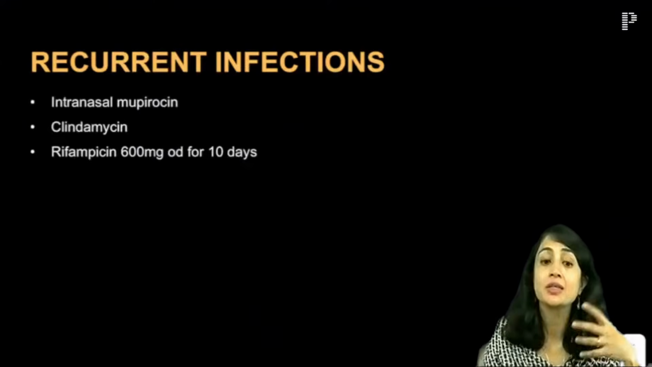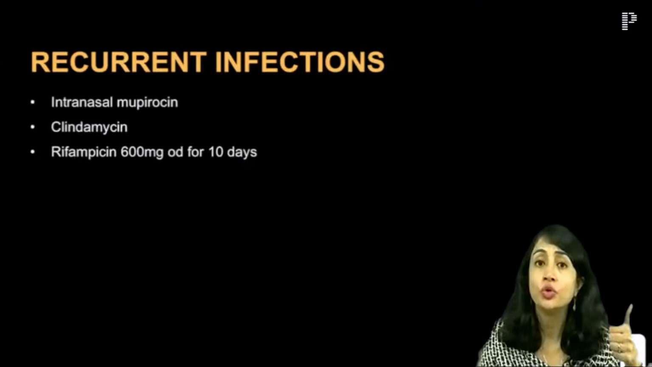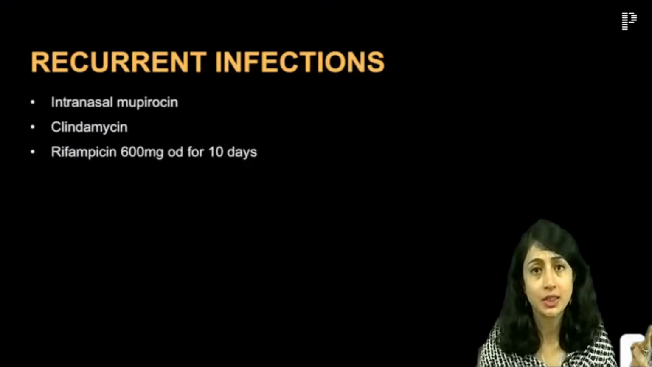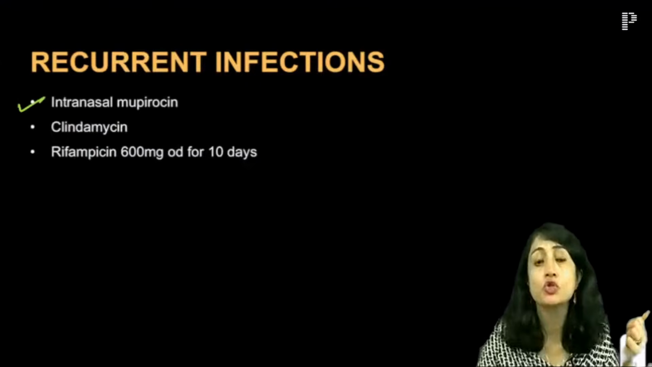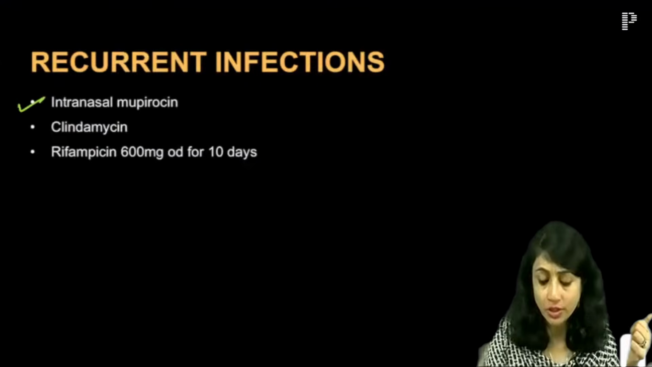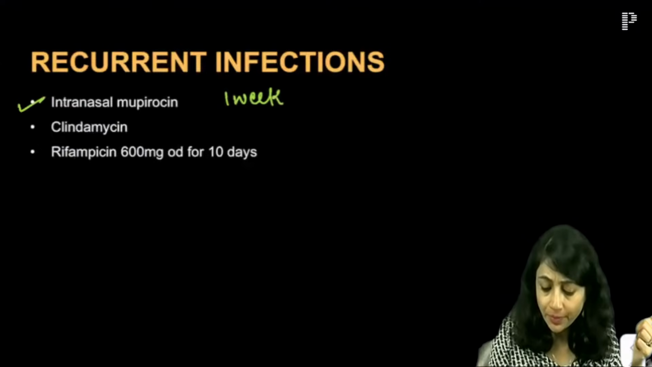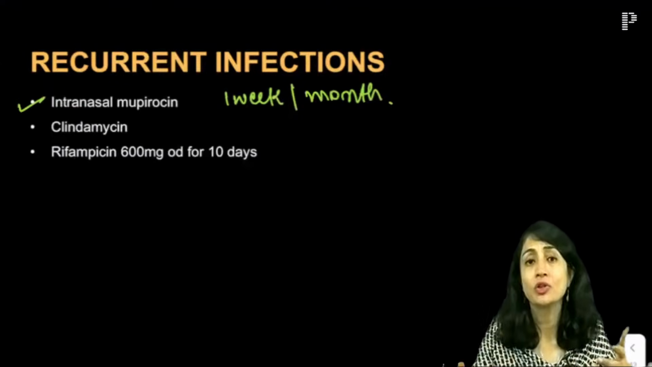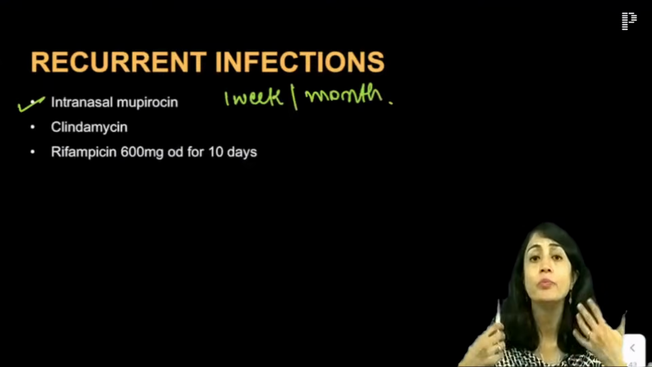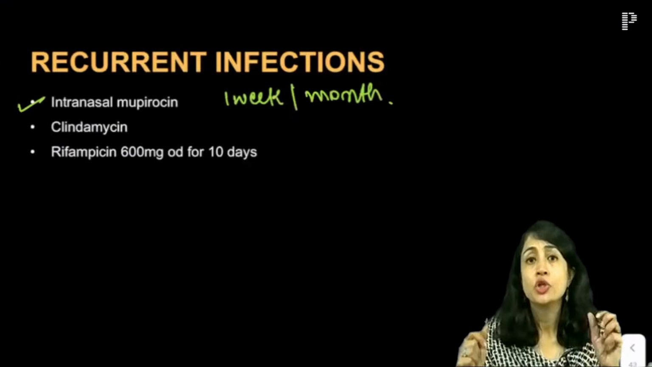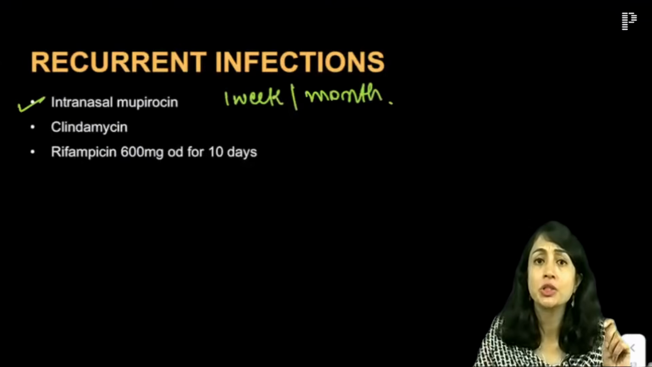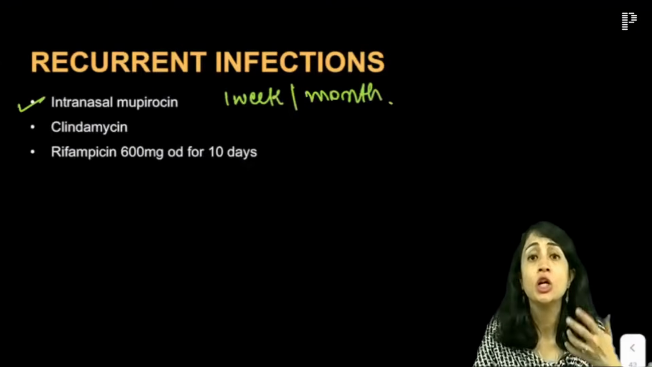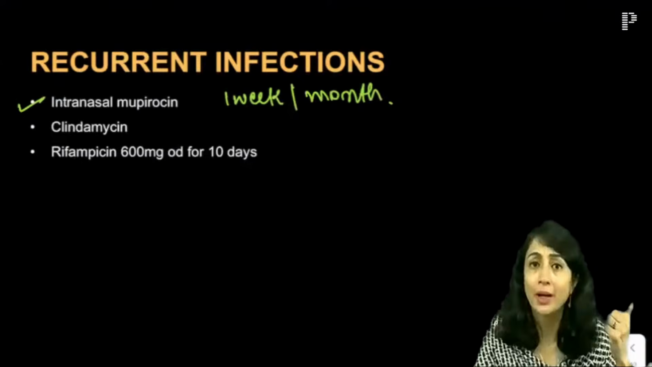If a patient has recurrent infection, then what do you do? You rule out all the immunocompromising factors, and then there are three things that you can do. You can tell the patient to put intranasal mupirocin 1 week per month. Typically it is believed that the colonization by pathogenic bacteria starts from the nasal mucosa. So as a preventive measure, the patient can put mupirocin inside the nares 1 week per month to stop the growth of these pathogenic bacteria.